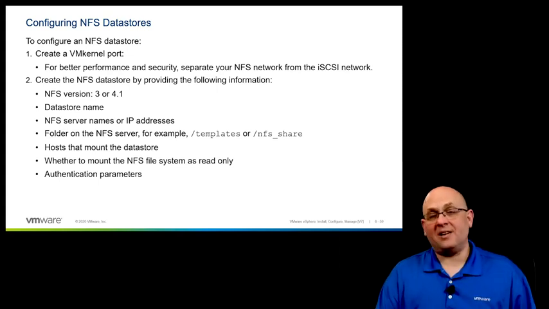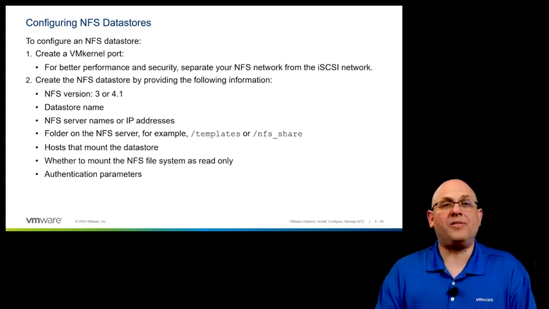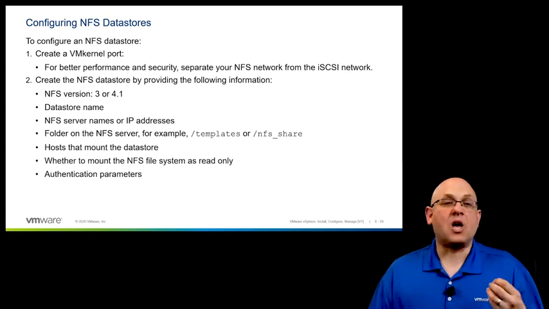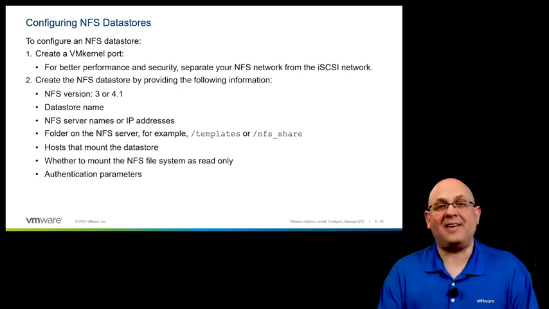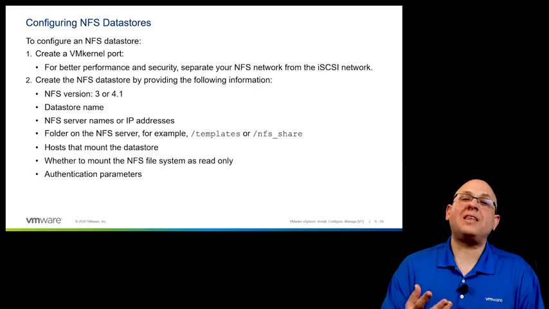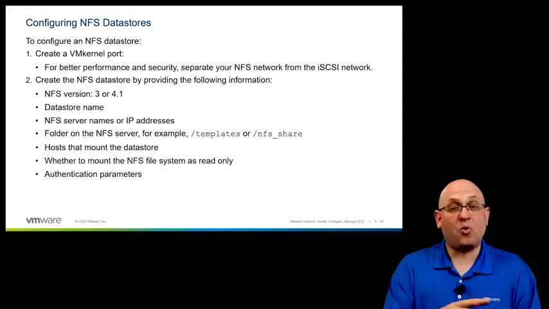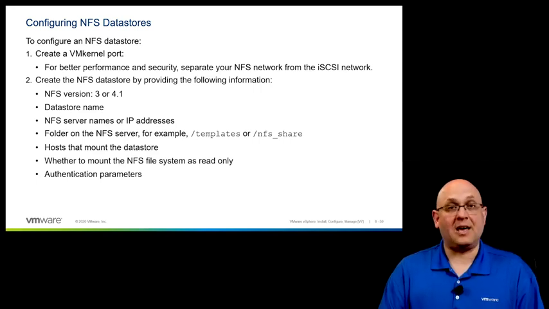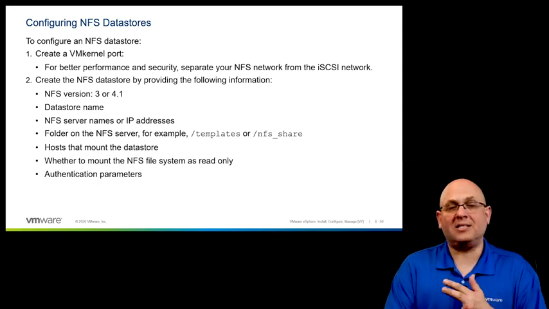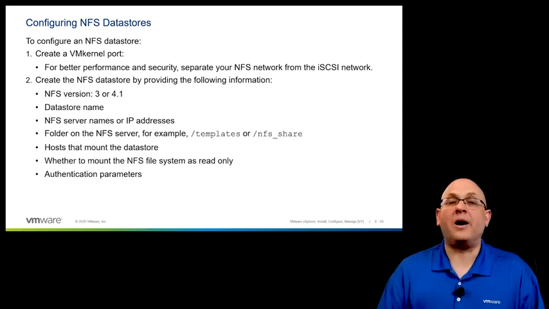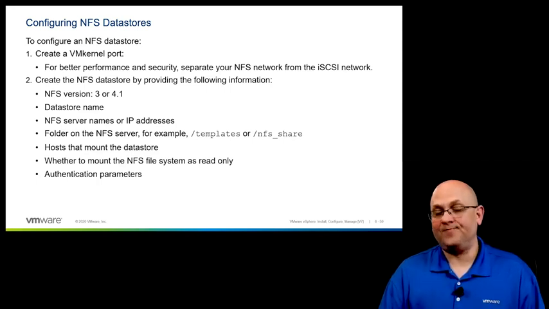So configuring an NFS data store itself is a simple thing to do. The first thing we're going to do on each of our ESXi hosts is go into the networking section and add a VM kernel port. And we're going to make sure that that VM kernel port is separate from things like our management traffic and our iSCSI traffic, either with separate physical networks or by using VLANs.